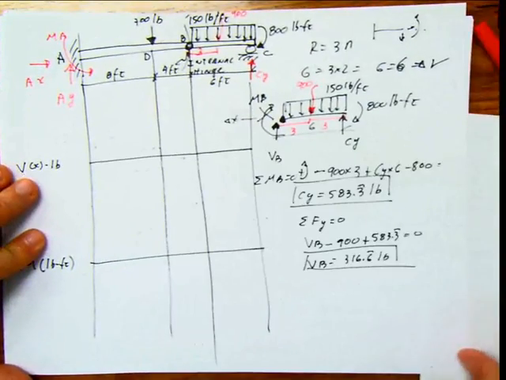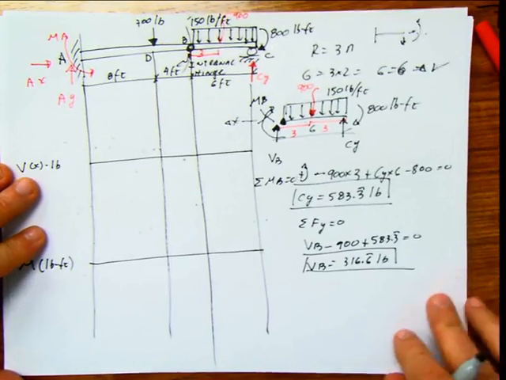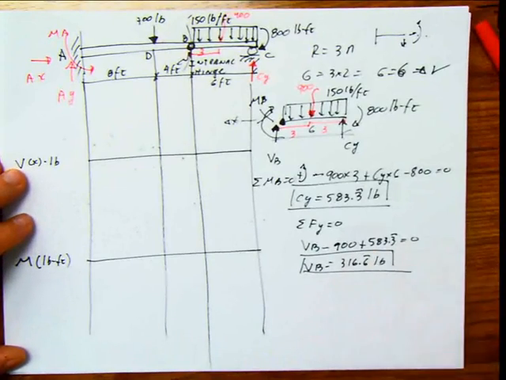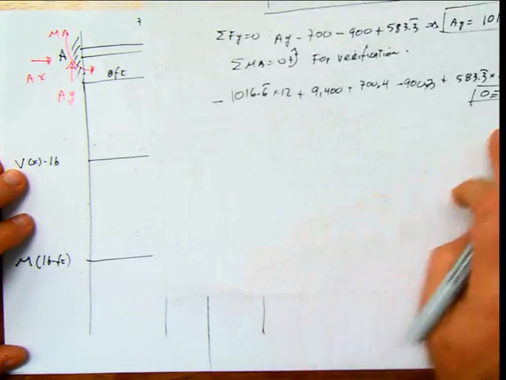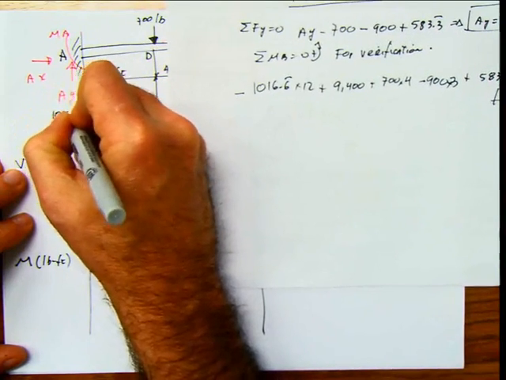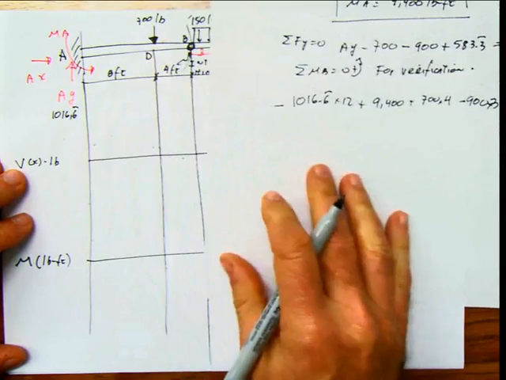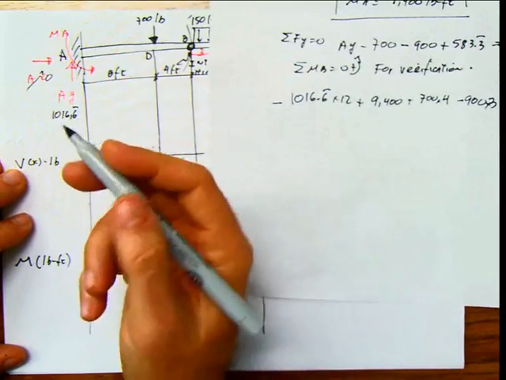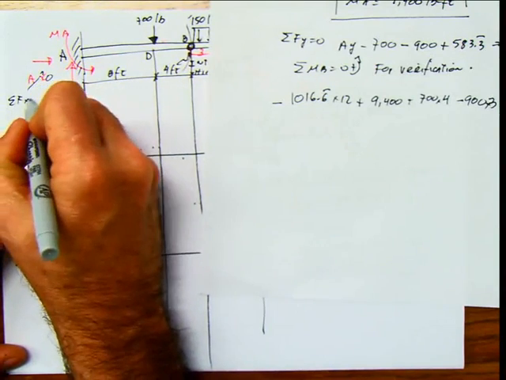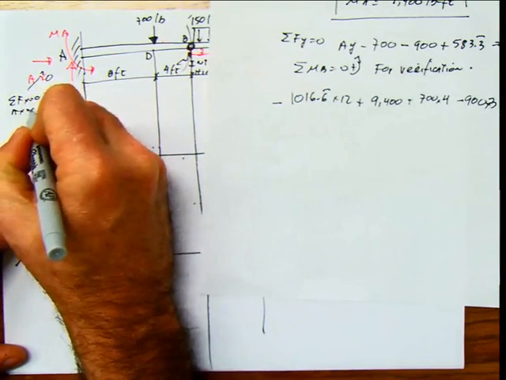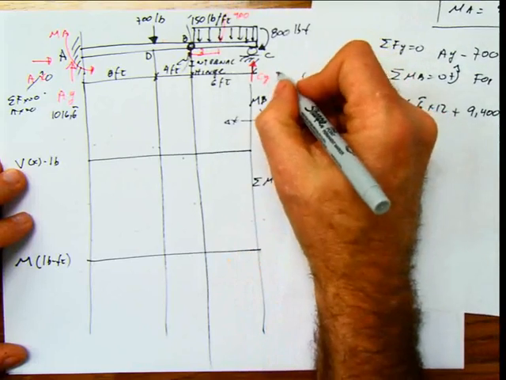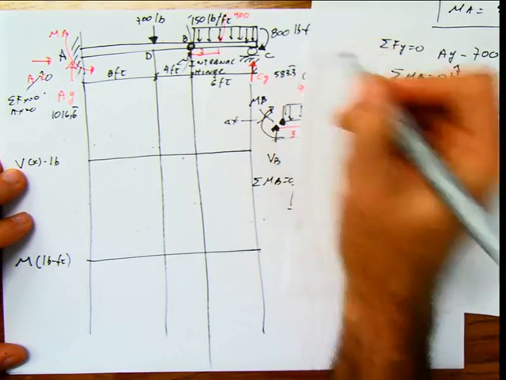First thing first, it's not a requirement, but I find it highly beneficial to get the values of my reactions and put them wherever they belong. So this value is 1016.6 periodic. Summation of forces in X, I didn't do it, but it's 0, because if you do summation of forces in X equals 0, AX is 0. There's nothing else working or going on in X direction. And this CY is 583.3 periodic here.